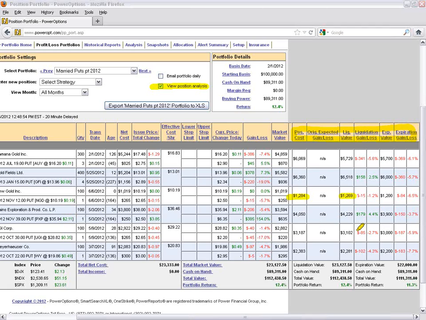Our liquidation value right now is only $12.69. It's a loss of $15 or 1.2%. That's just due to the bid-ask spread on the put option.